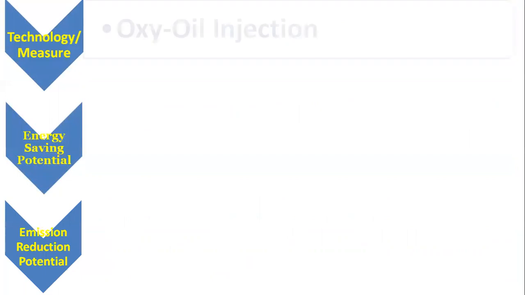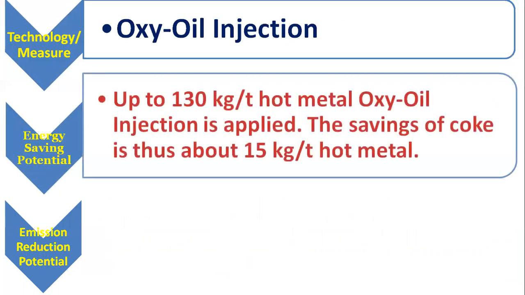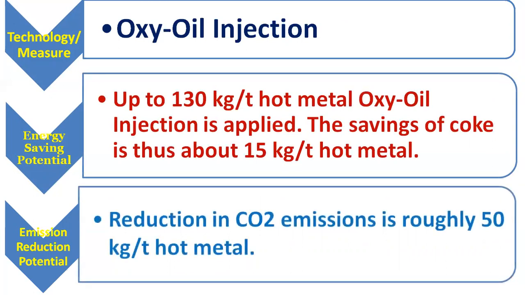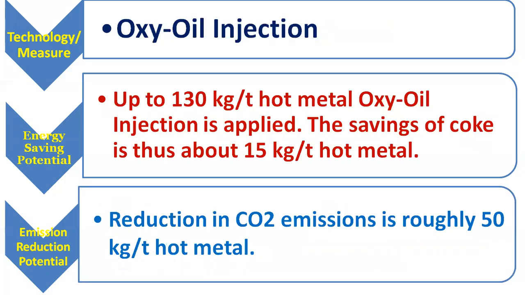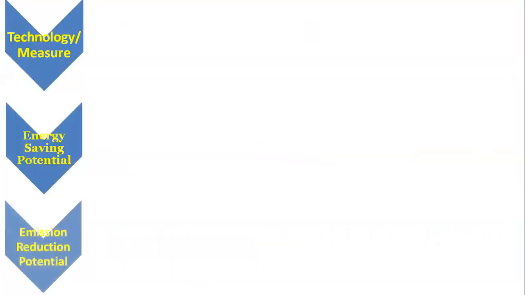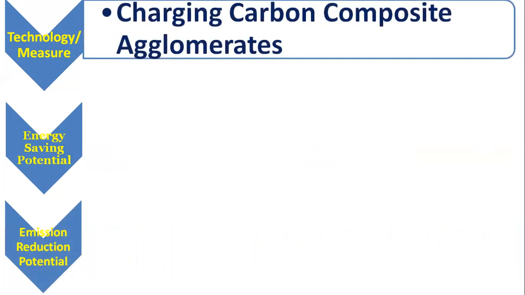So the next measure is on Oxy Oil Injection. Up to 130 kg per ton of hot metal, Oxy Oil Injection is applied, and this can result in a savings of coke of about 15 kg per ton of hot metal. So for the emission levels, you have a reduction in carbon dioxide emissions of roughly 50 kg of carbon dioxide per ton of hot metal. So the next measure is on charging carbon composite agglomerates.